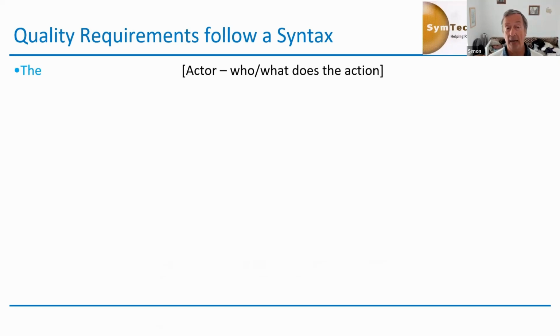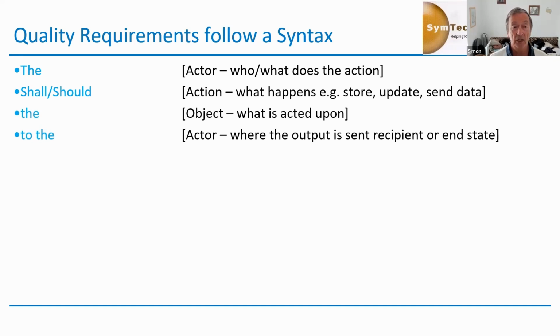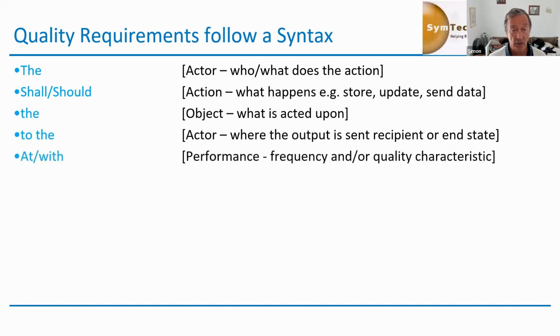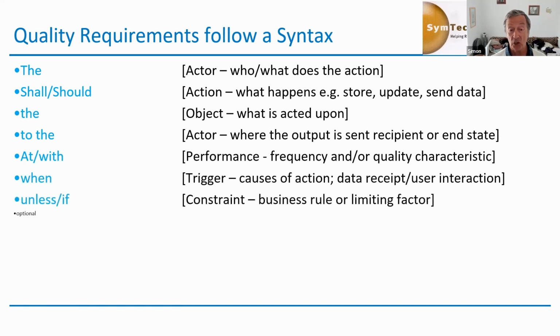Well, I use a template. Now, there are other templates, I know, but this is one I start with. So the actor, taken from the stakeholders, shall, typically shall, but there may be others, do an action on the object. What's the object of the sentence? To the output. Where's the output going? Another typical actor from the stakeholders. A performance need. Is there any triggers? When does this happen? Constraints, that's optional. Sometimes you have constraints, sometimes you don't.